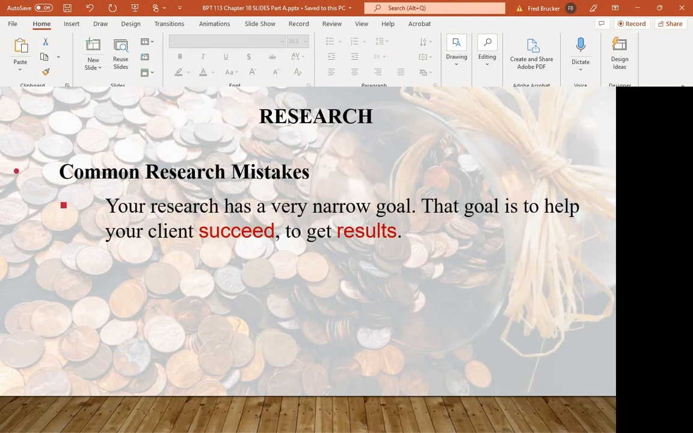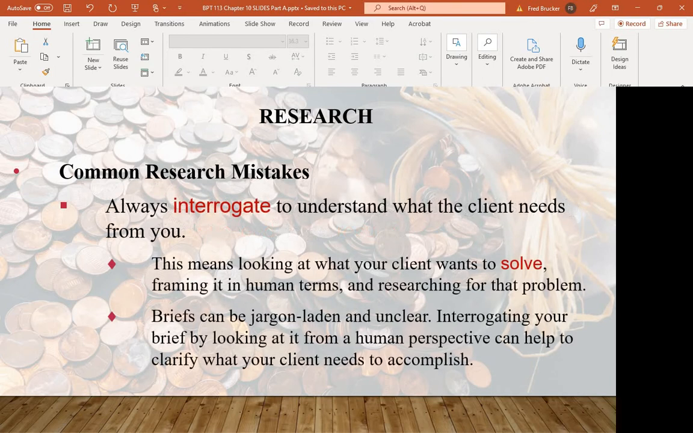Let's take a look at some places where we can make some mistakes. One mistake you don't want to make is to have a goal that's not focused in the right way. You want your research to have a goal in such a way that it helps your client succeed and that it helps your client get results. You don't want to have goals all over the place. Again, you want to keep things rather simple. You want to focus on most likely just one main thing, maybe a couple of things, but generally you don't want to be all over the place.